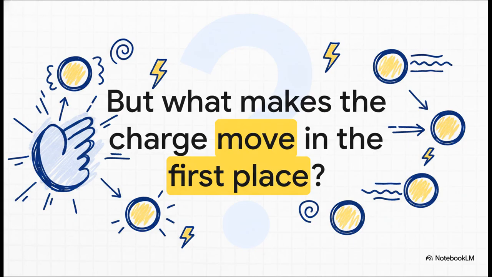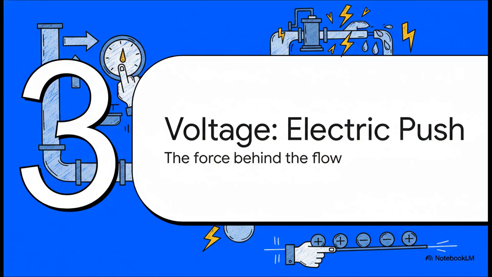Okay, so we've got charge. We know that when it moves, we get current. But this leads to a pretty obvious question, right? What's making the charge move in the first place? It doesn't just go on its own. The answer? Voltage. If you think of current as the flow of water in a pipe, then voltage is the water pressure. It's the electric push. It's the force that gets everything going.